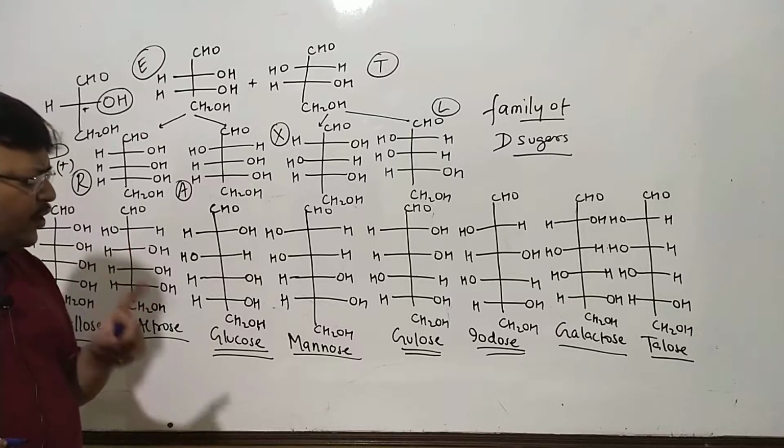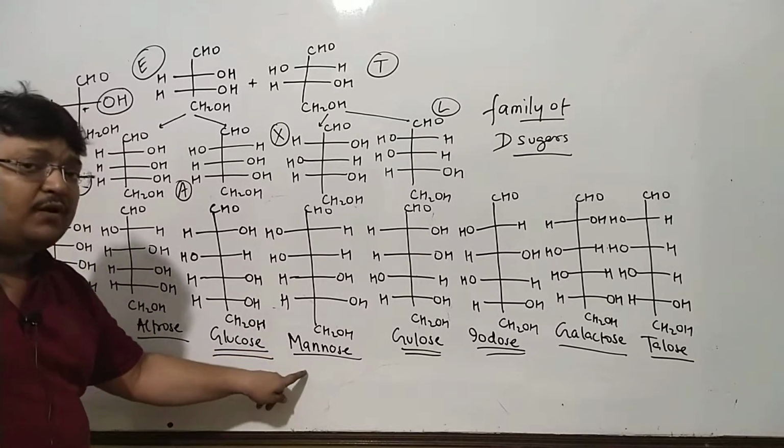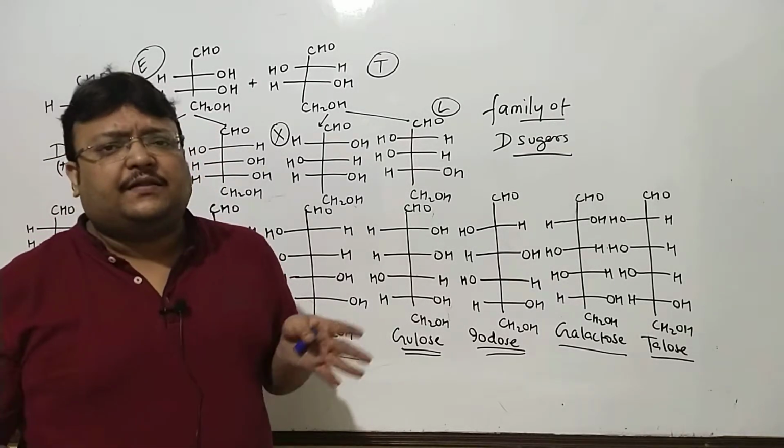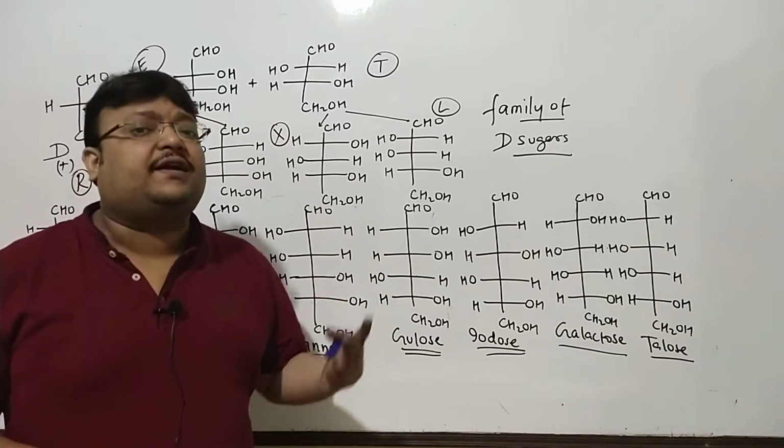Although the carbohydrates we'll be interested in are glucose, its immediate C2 epimer mannose, and then later on we'll talk about some reactions of fructose as well. Glucose, mannose and fructose are the 3 carbohydrates monosaccharides we will be more interested in.